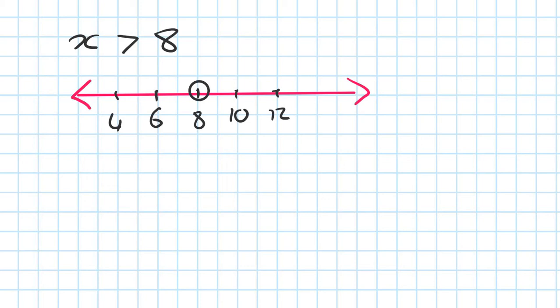Now which side is greater than 8, left or right? That's right, on the right hand side, because all these numbers, 10, 12, are greater than 8, so we just draw a line pointing this way. That's all.